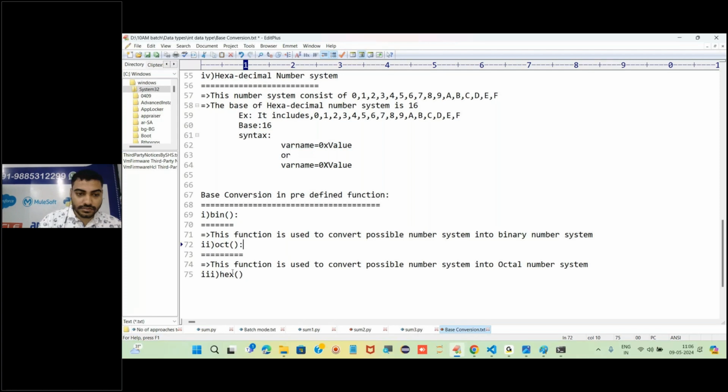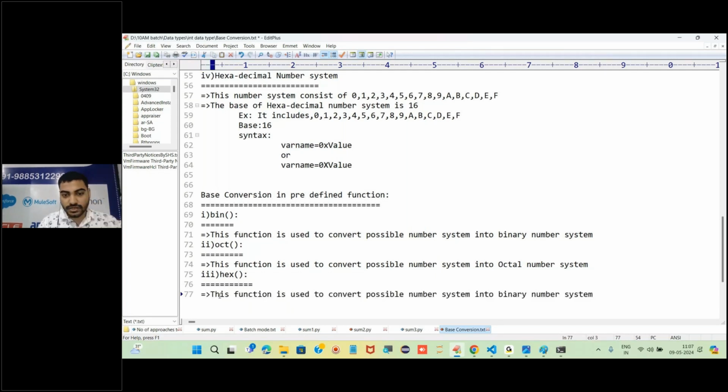Next is hexadecimal. Similarly, I'll go for this also. This function is used to convert a possible number system into hexadecimal number system. Are you getting it?